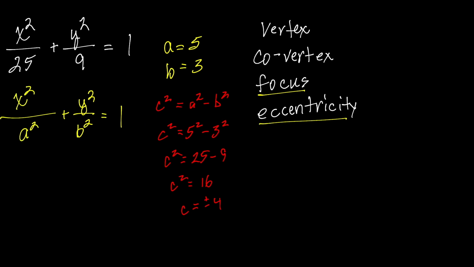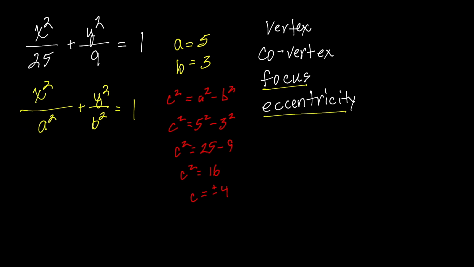My vertices are going to be 5, 0 and negative 5, 0. My co-vertices are going to be 0, 3 and 0, negative 3. The foci are going to be negative 4, 0 and 4, 0.